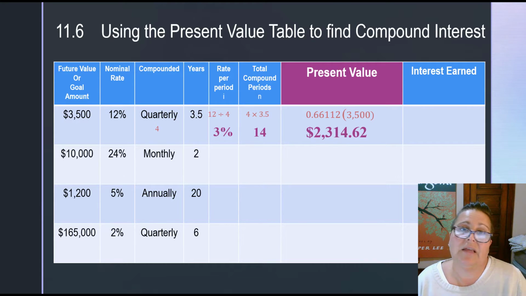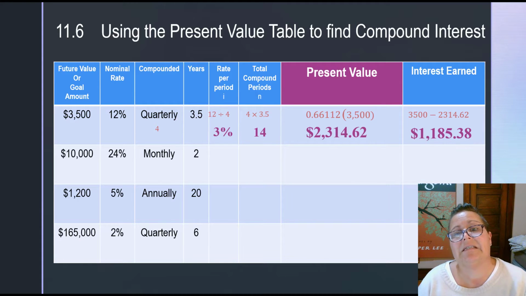$2,314.62. The interest earned on this account would be the difference between the present value and the future or goal amount. So $3,500 minus the $2,314.62 for $1,185.38. If you would like to, take a minute and pause this and work through the remaining problems. I'm going to click through them one by one. Here we go.